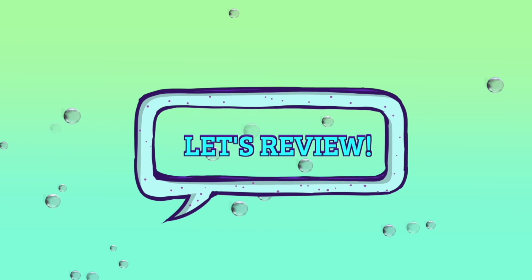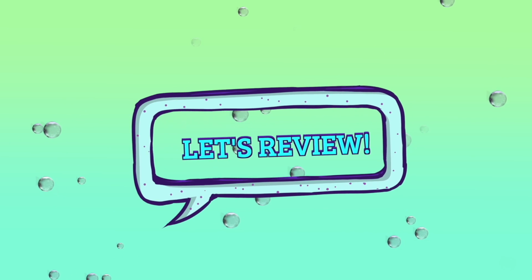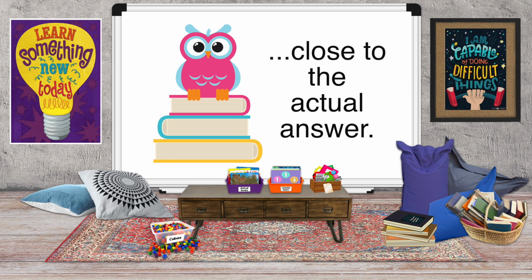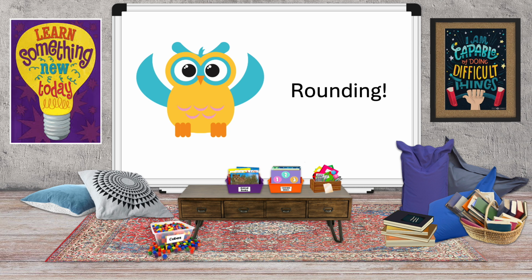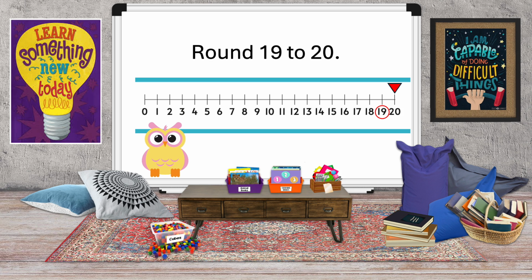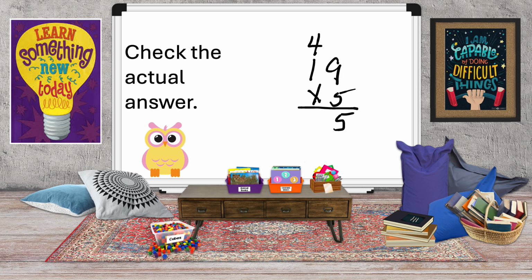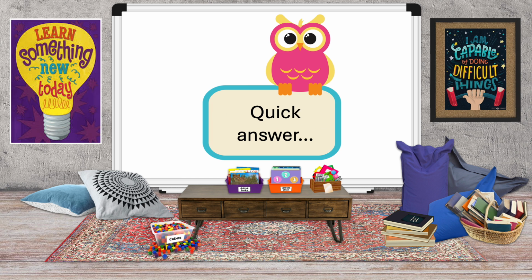Let's review what we've learned. Estimation is making a smart guess close to the actual answer. We round numbers to make multiplication easier. We multiply the rounded numbers to get an estimate. Check the actual answer. We use estimation whenever we need a quick answer or want to check our work.